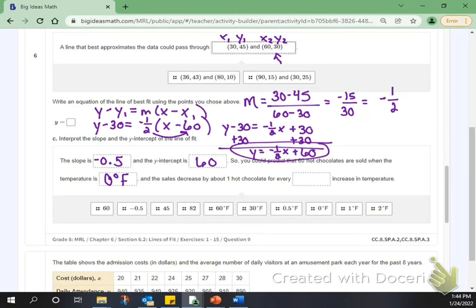So because it's negative 1, does everybody see that the top number is negative 1? That's my change in y. That's why it says that the sales decrease by 1. That's what the negative 1 means. Okay, so now you need to fill in the second box. What does this denominator number mean? All right, so go ahead and try to fill that in. The slope is telling me that the sales will decrease by about 1 hot chocolate for every what?